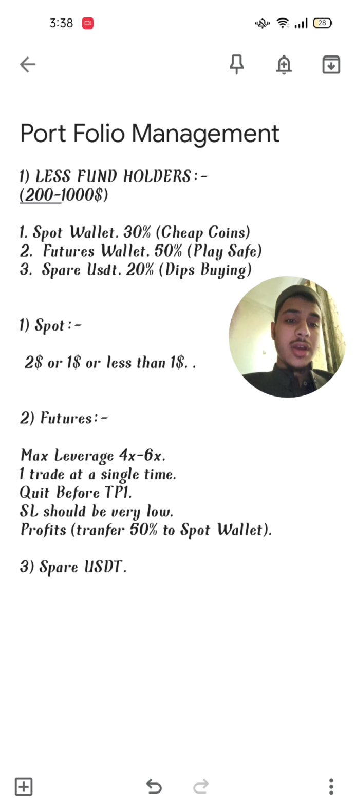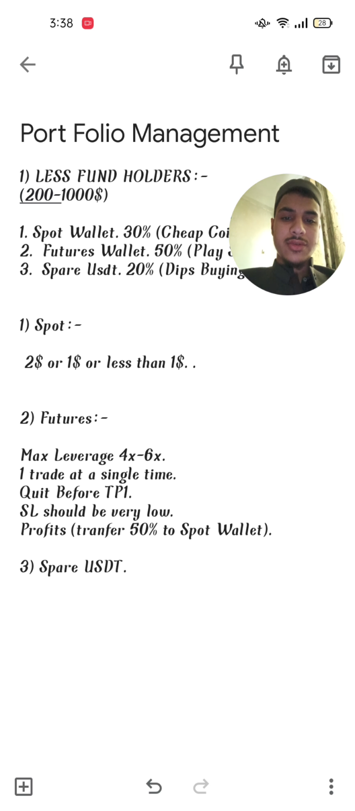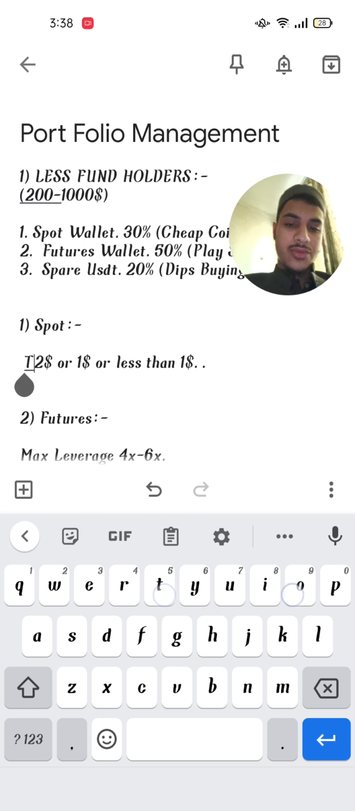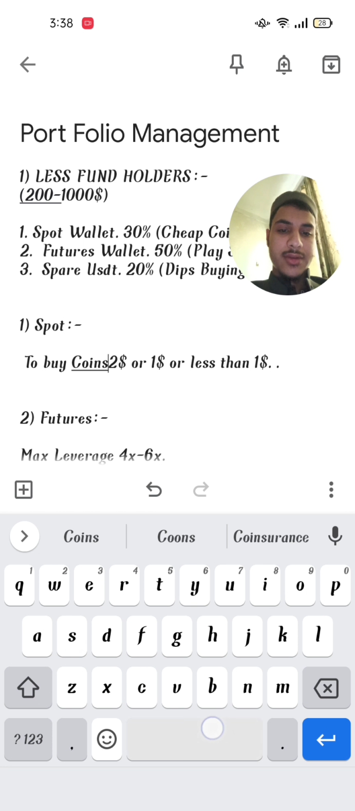It's up to your priorities. If you are trading in futures, then you should keep at least 50% in the futures wallet, as you have very little funds. So if you have 1000, you keep 500 in futures, 300 in spot, 200 spare. Fine. This is a general sketch. You can arrange it according to your needs. If you are trading more in spot, you can keep more in spot, but this is a general sketch for you.